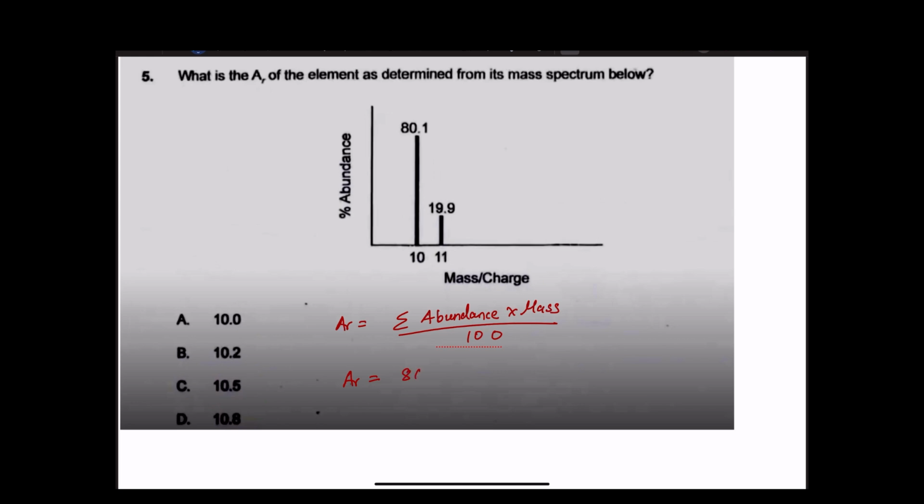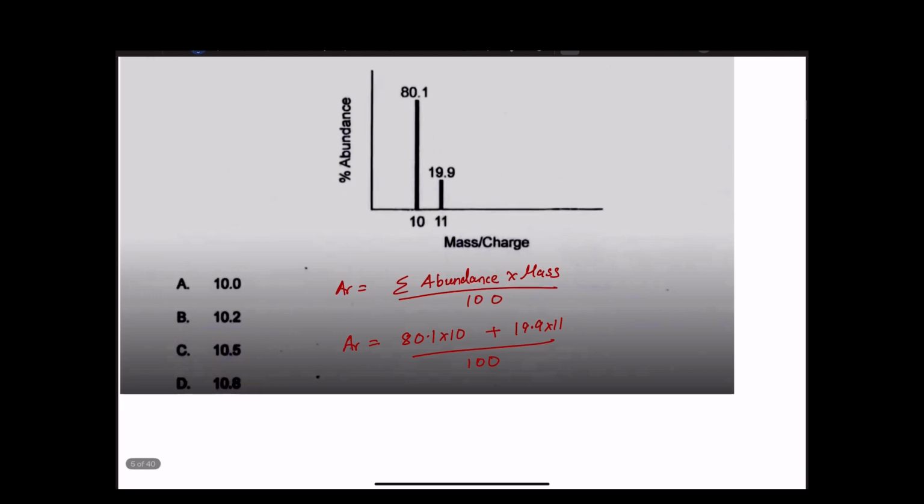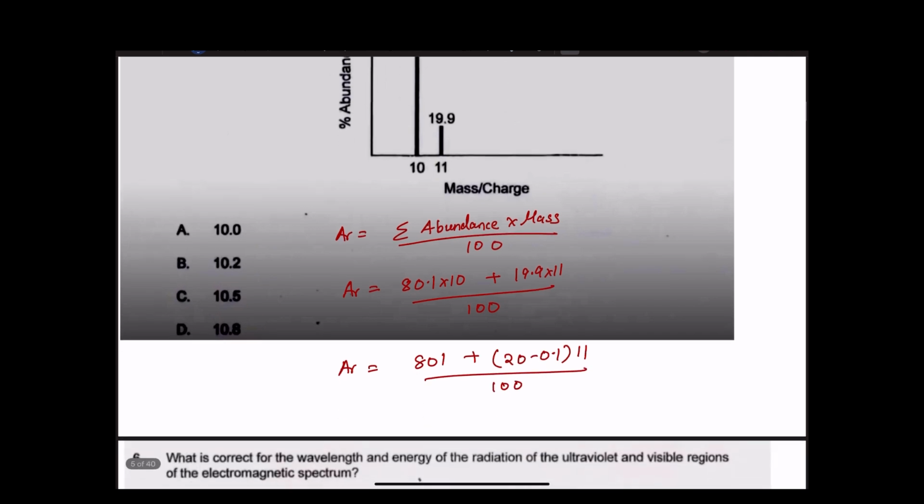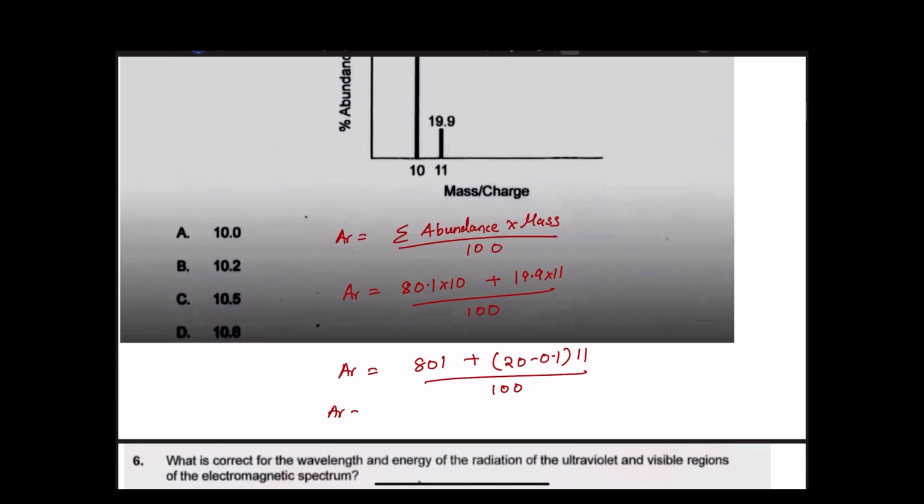So abundance is 80.1 times 10. The abundance is 80.1, 10 is the mass for the first one. Second one is 19.9 times 11 by 100, right? From here, AR would be 801 plus 19.9 times 11 by 100. 19.9 can be written as 20 minus 0.1, times 11 by 100. So AR would be 801 plus 20 times 11 is 220, minus 1.1 by 100.